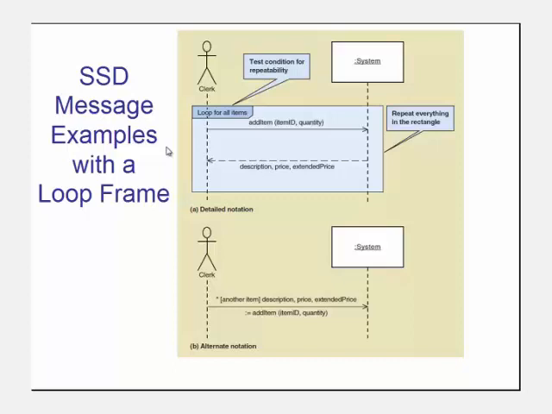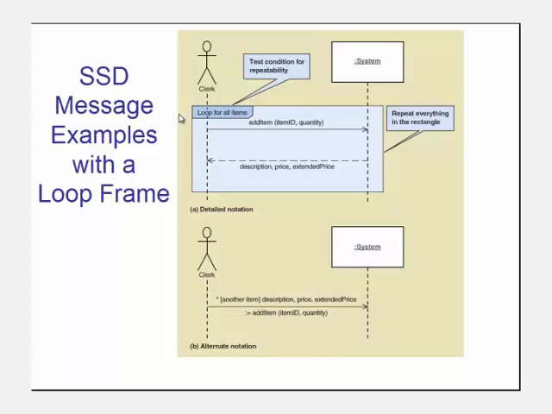There are two different ways to show repetition within a system sequence diagram. One we saw before, using the asterisk to indicate message repeats. Sometimes this can lead to ambiguous logic. Another technique for showing a loop on a system sequence diagram, or any sequence diagram for that matter, is using a loop frame.